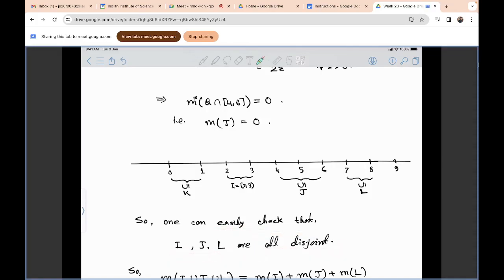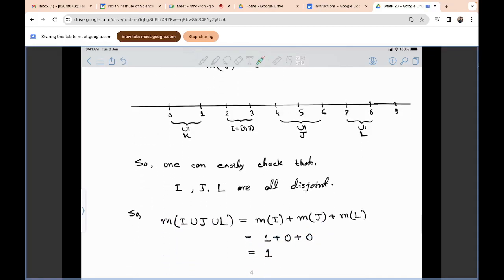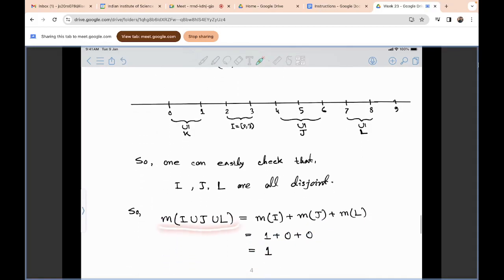As these three sets are disjoint, Lebesgue measure has the additivity property, finite additivity or countable additivity: if you have disjoint sets, then the Lebesgue measure of the union of those disjoint sets adds up. So basically, the Lebesgue measure of I union J union L will be the Lebesgue measure of I plus the Lebesgue measure of J plus the Lebesgue measure of L.